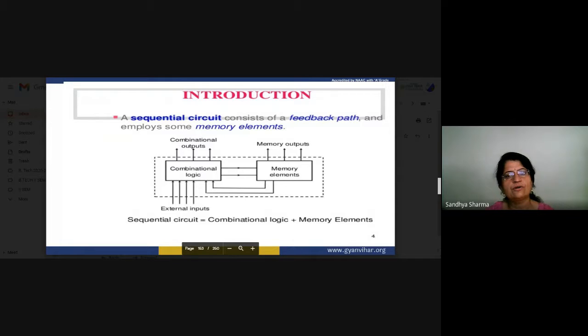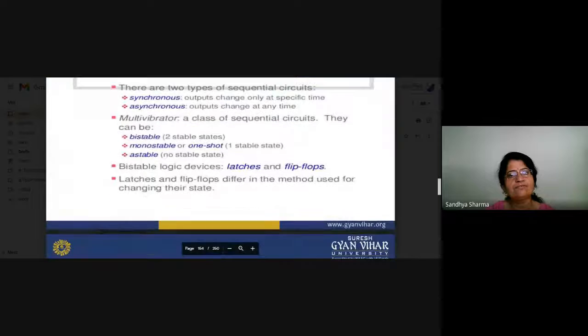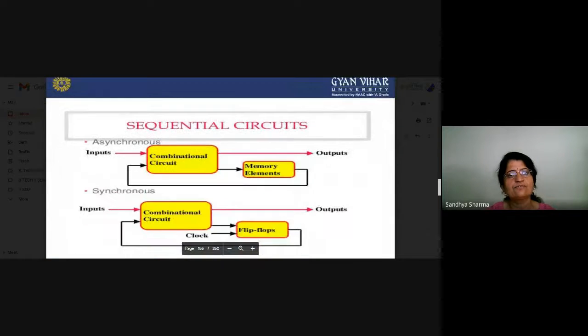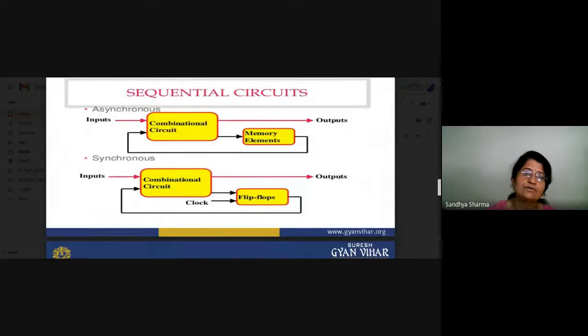If we are talking about sequential logic circuits, they are based on combinational logic circuits and memory elements. And if we are talking about bistable devices and monostable devices, we have to see that our sequential logic circuits are basically divided into two parts, asynchronous and synchronous. That is a very essential part of our counter, because counters are also asynchronous counters and synchronous counters.